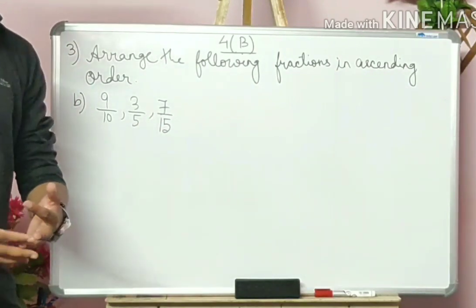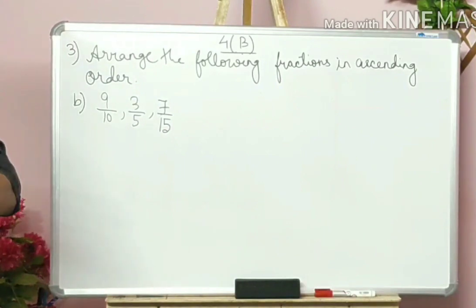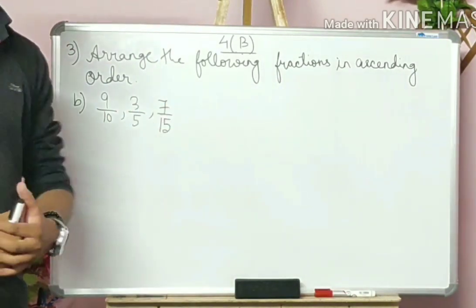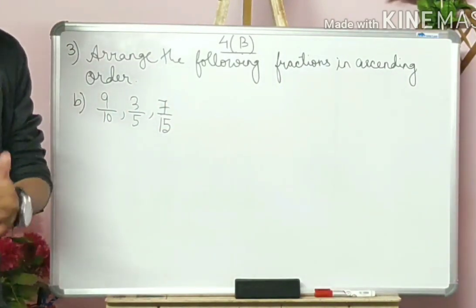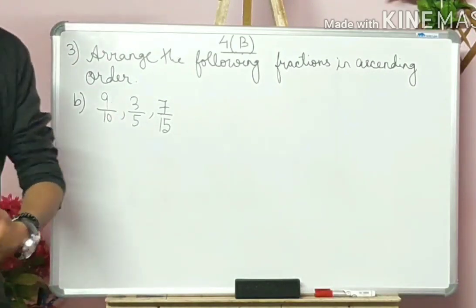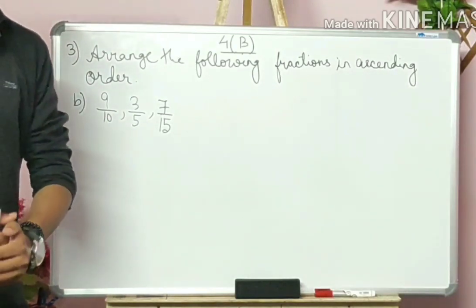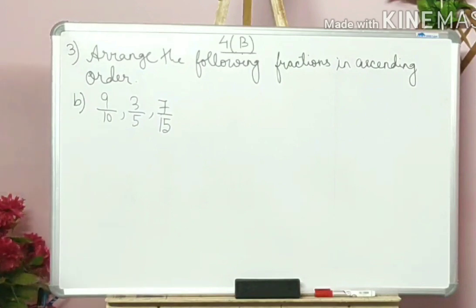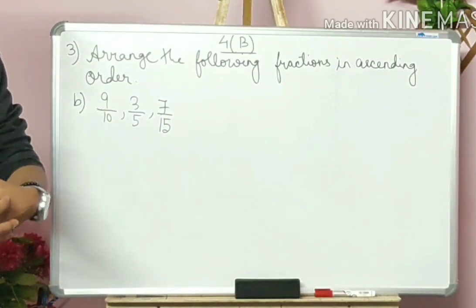So can you remember that I have said there are 2 ways to do it. Earlier we did cross multiplication. Now we are going to do it with the help of taking LCM. So kindly keep this in mind. This is very important for us.